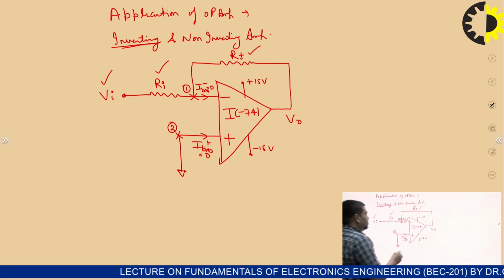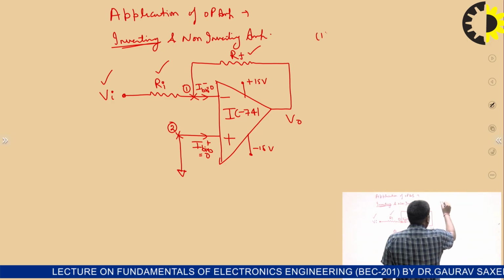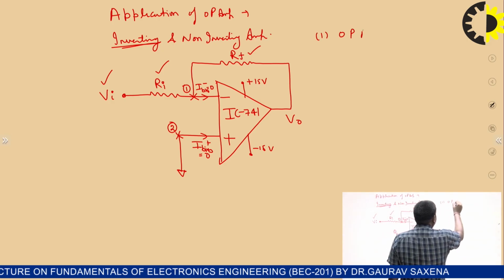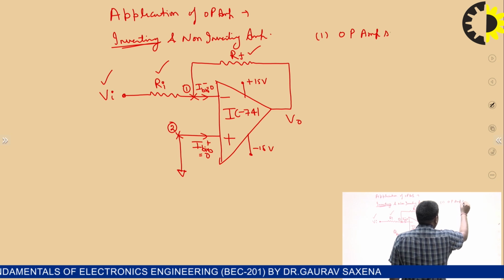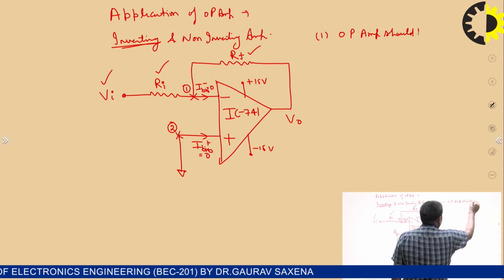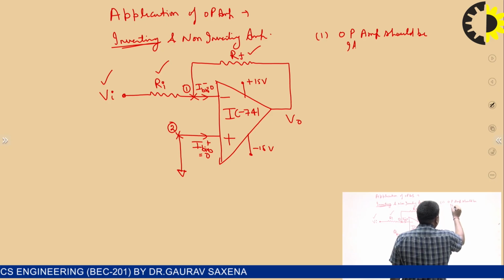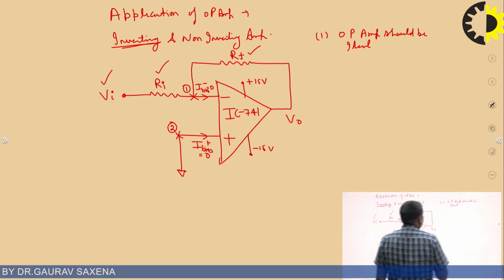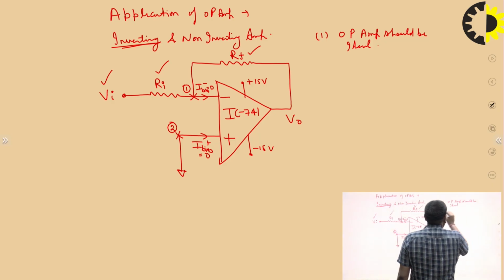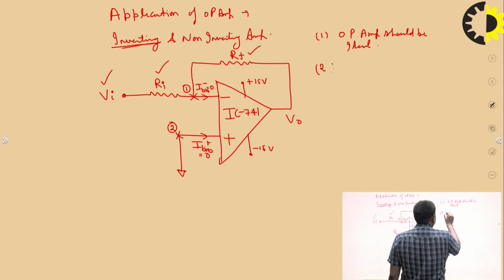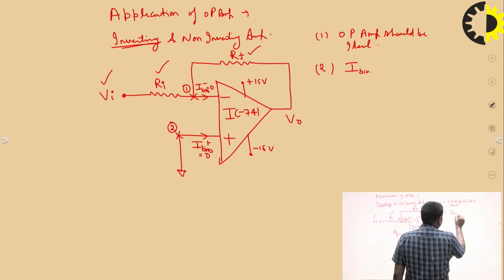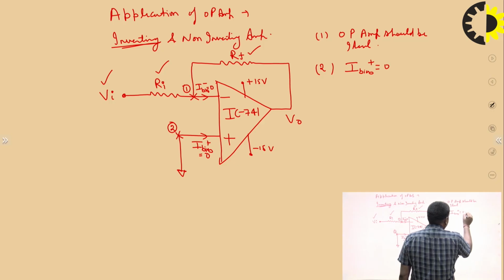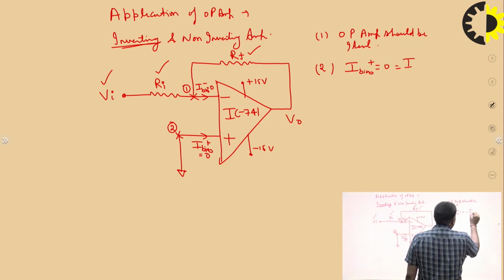Okay, so the first assumption, to establish a relation in the amplifier using an op-amp, is that the op-amp should be ideal. The second is that the bias current should be 0, because the op-amp is ideal. That means the bias current should be 0 ampere, which is equal to I bias minus.